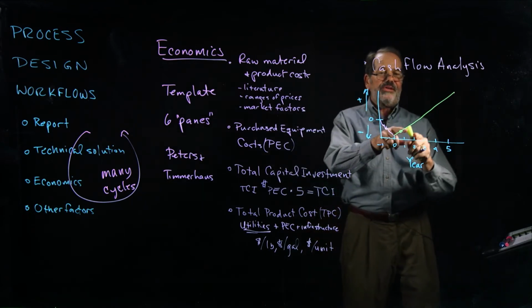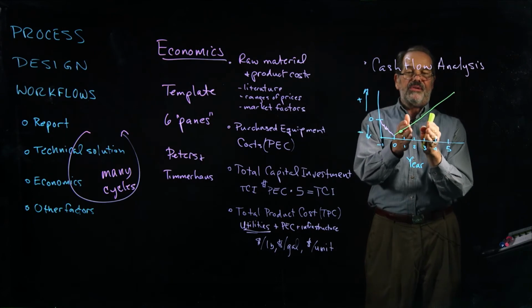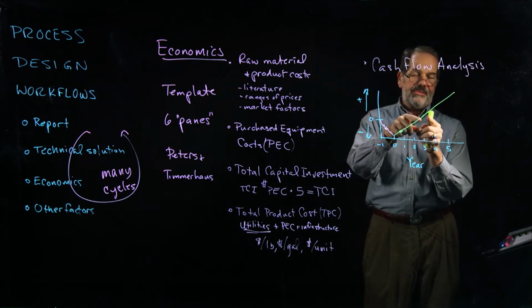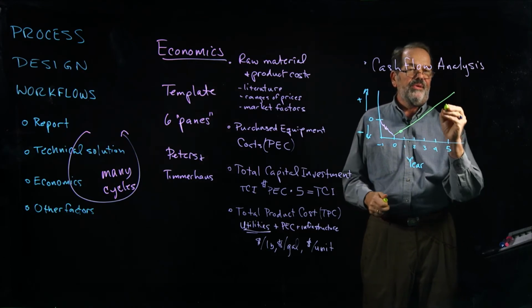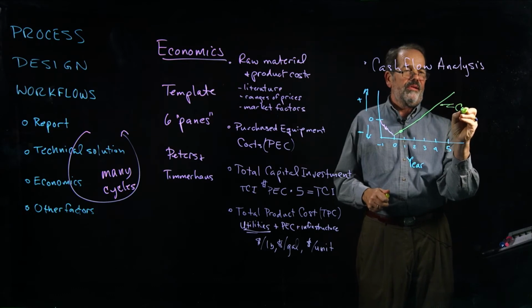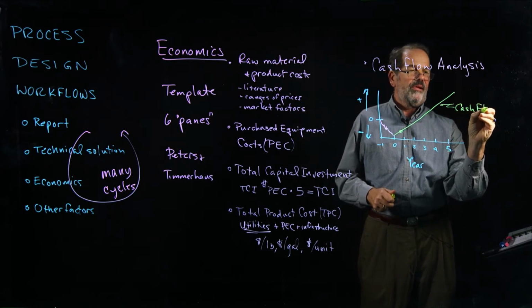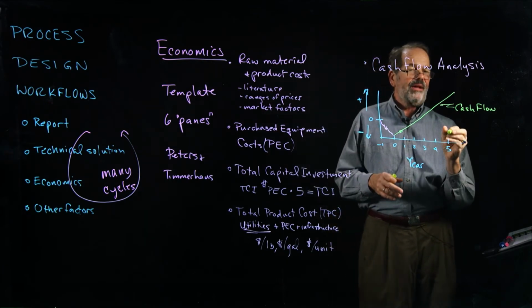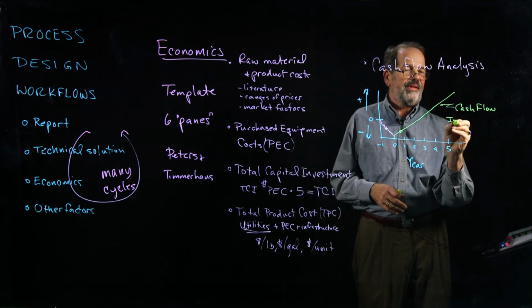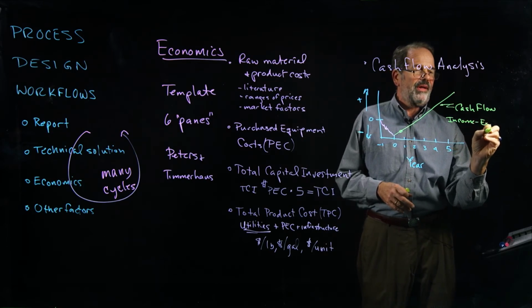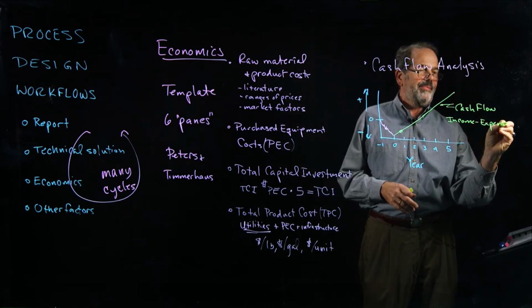So it's not till year 2 or 3 that you recover the costs that you put into the plant initially. So this is the cash flow. This curve is cash flow. And it's basically income minus expenses, roughly, although we'll get into more detail than that.